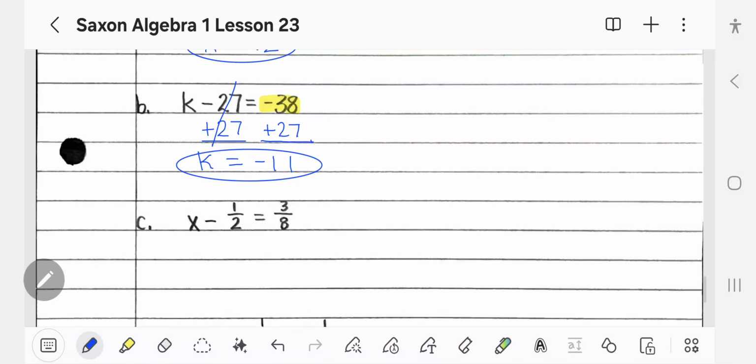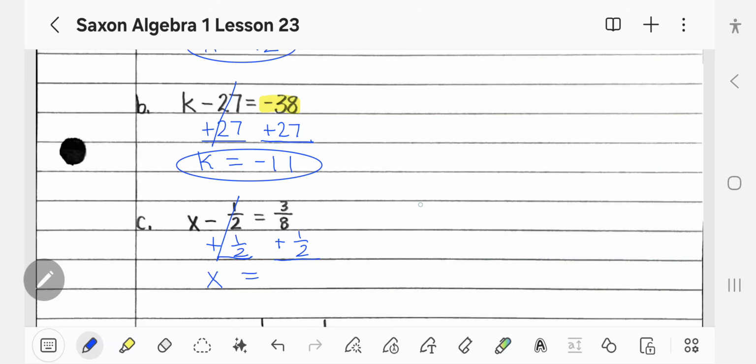C, they threw in a fraction. It's okay. We can do it, right? Look at the left side. The variable has a -1/2 with it. Let's add 1/2 to make that go away. Quickly come over here and say, let's do the same thing to both sides so that we can balance it.